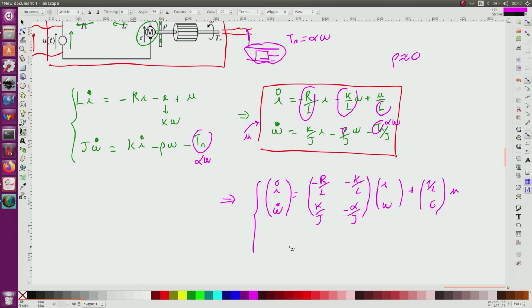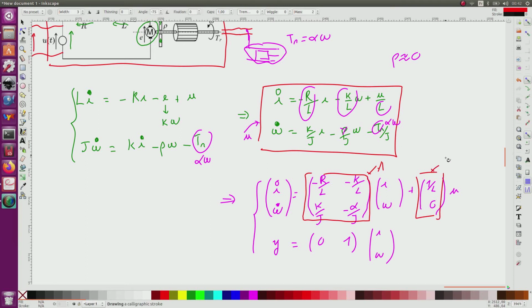Concerning the output as given in the exercise, the output corresponds to omega. So I will write y equal to 0, 1 times omega. So I have here the matrix which is classically called A, the evolution matrix, the control matrix B, the observation matrix C, and the state of the system is X equal I and omega.